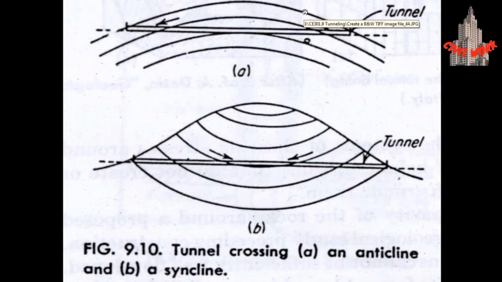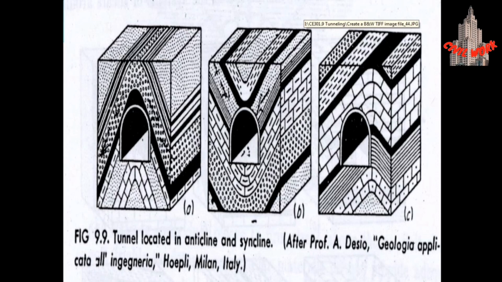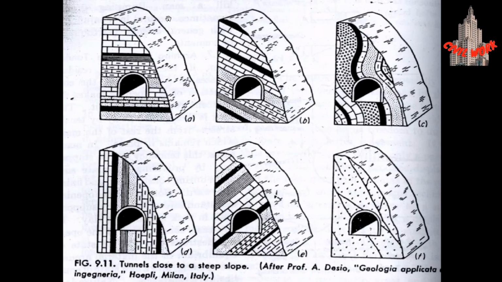We have the safest construction in the anticline, because if we have a syncline, here is the strata, and if it slides here and falls, it will collapse the tunnel during the construction. This figure shows the tunnels which are close to steep slopes.